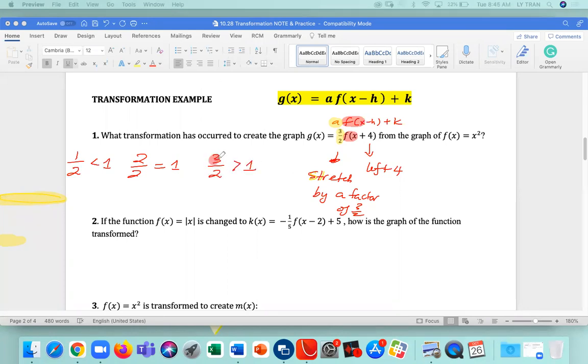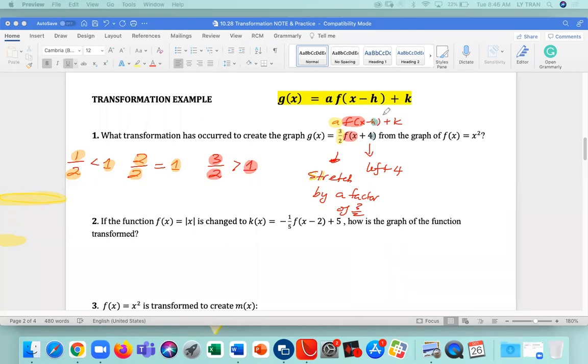By looking at the number on the top, if it is bigger than the number at the bottom, then I'm bigger than 1. If the number on the top is less than the number at the bottom, then I'm less than 1. If the number on the top is equal to the number at the bottom, then it's equal to 1. Obviously, right? So right now, we're done with this question. We have 2 transformations: stretched by a factor of 3 over 2 and left 4. We don't have any k, so we don't write anything. Just like that. I really hope that makes sense.